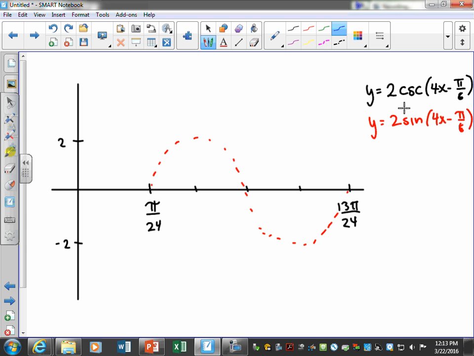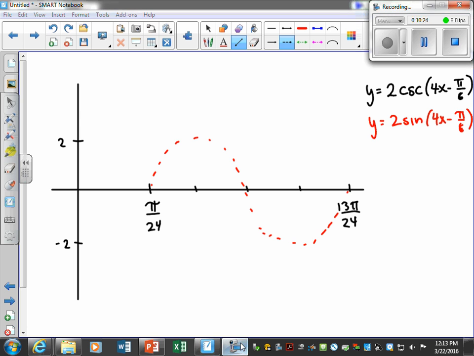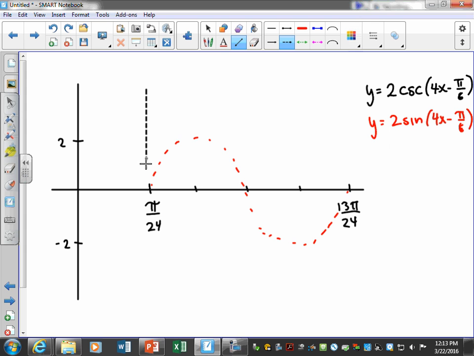For cosecant, we know it's going to be undefined here at the values. So it's going to be undefined here at pi over 24. Pretend that's over there. And here, everywhere it crosses the zeros. So here, here, and here. So I'm going to try to get it on the mark, but I'm off. You can see. A little bit hard to get those on there. And then here.